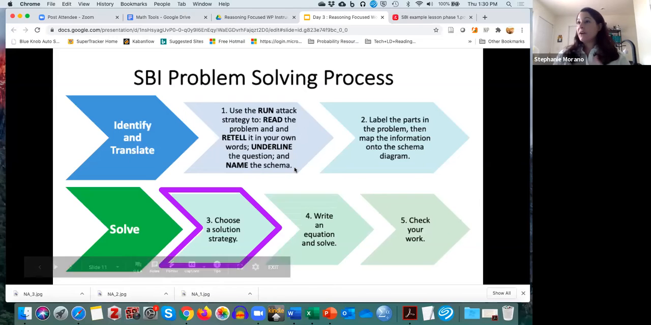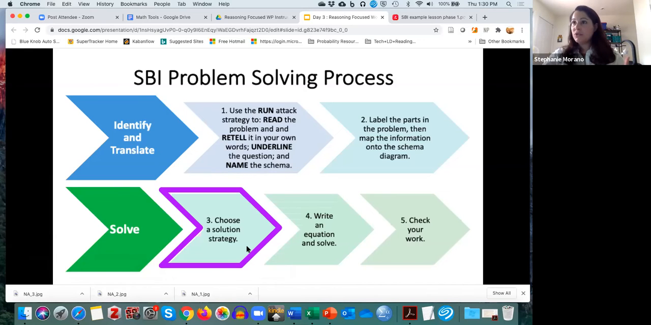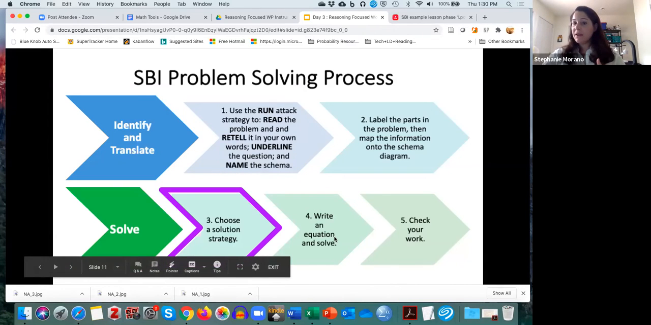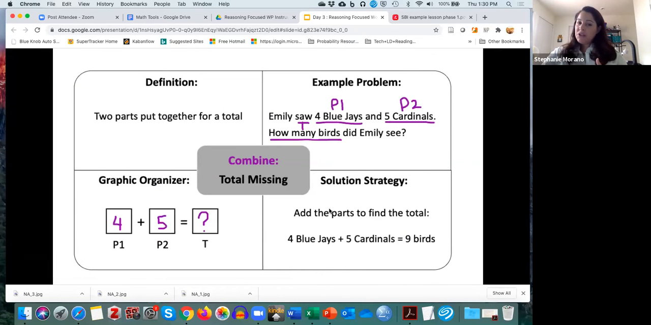So that's as far as we got yesterday, those 2 parts of the process. Today we're moving on to phase 2 of instruction, again, where we've got problems that actually have a question in them, actually have some missing information, and we're going to finish the process. So now that we've got the information mapped into the diagram, we're going to choose the solution strategy, write an equation, check our work.